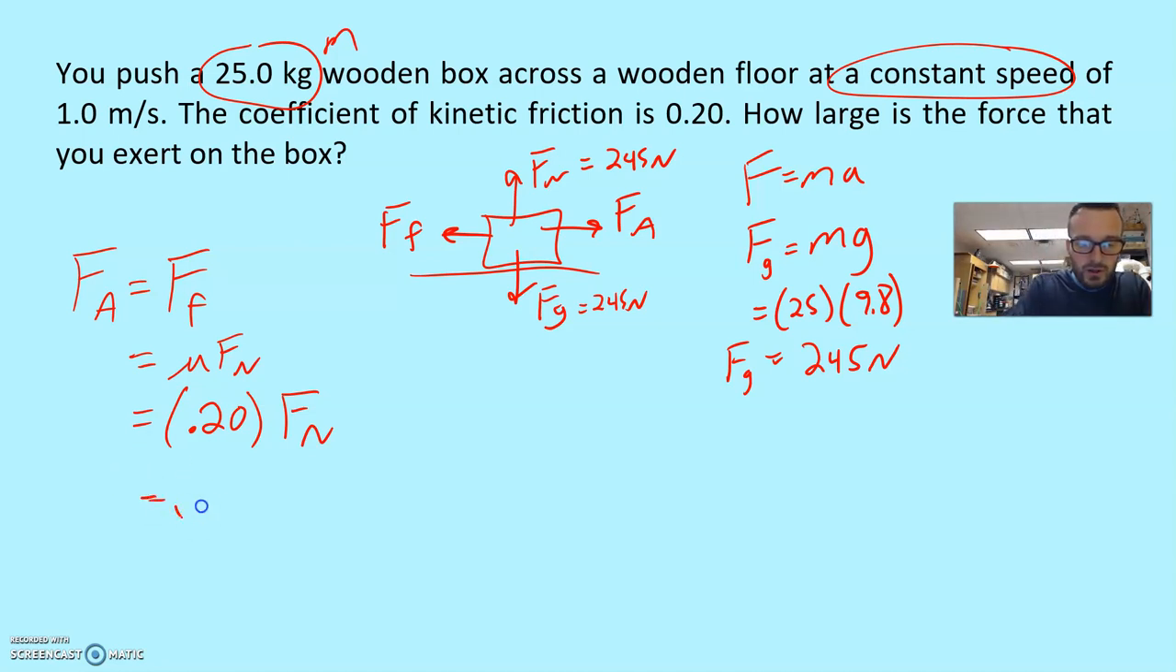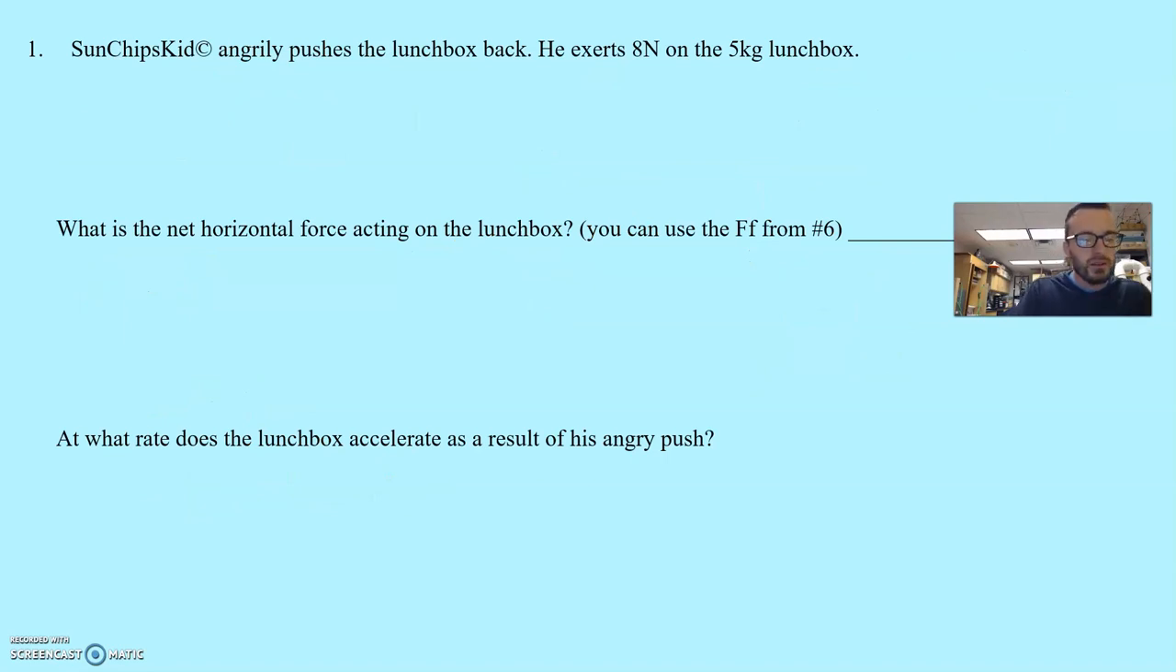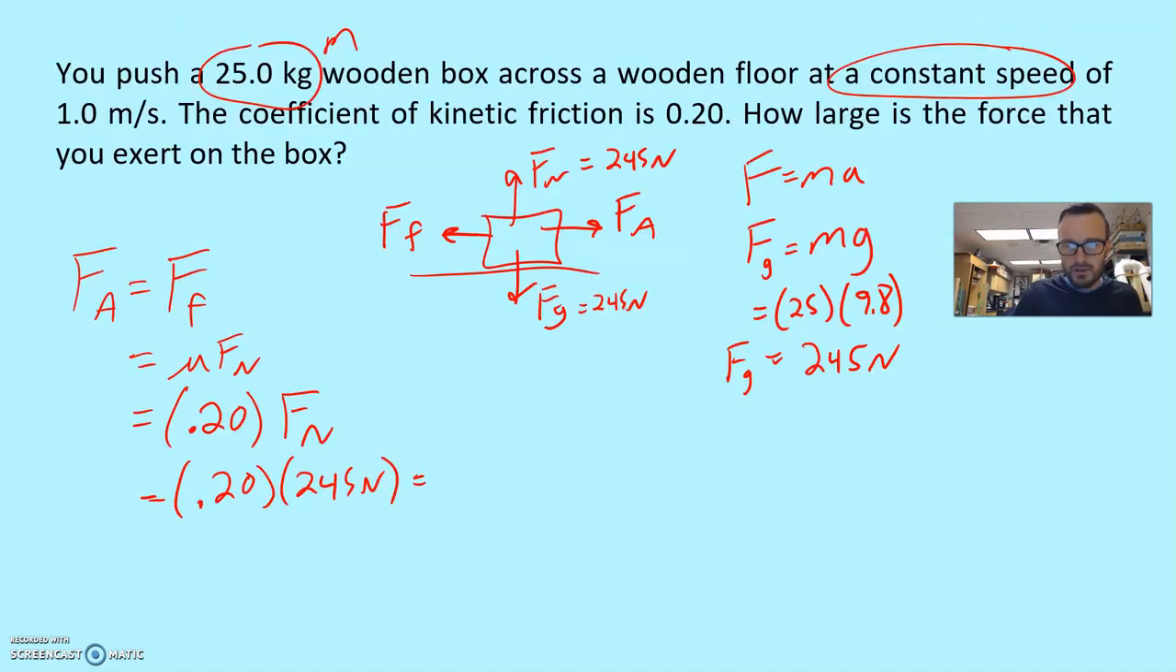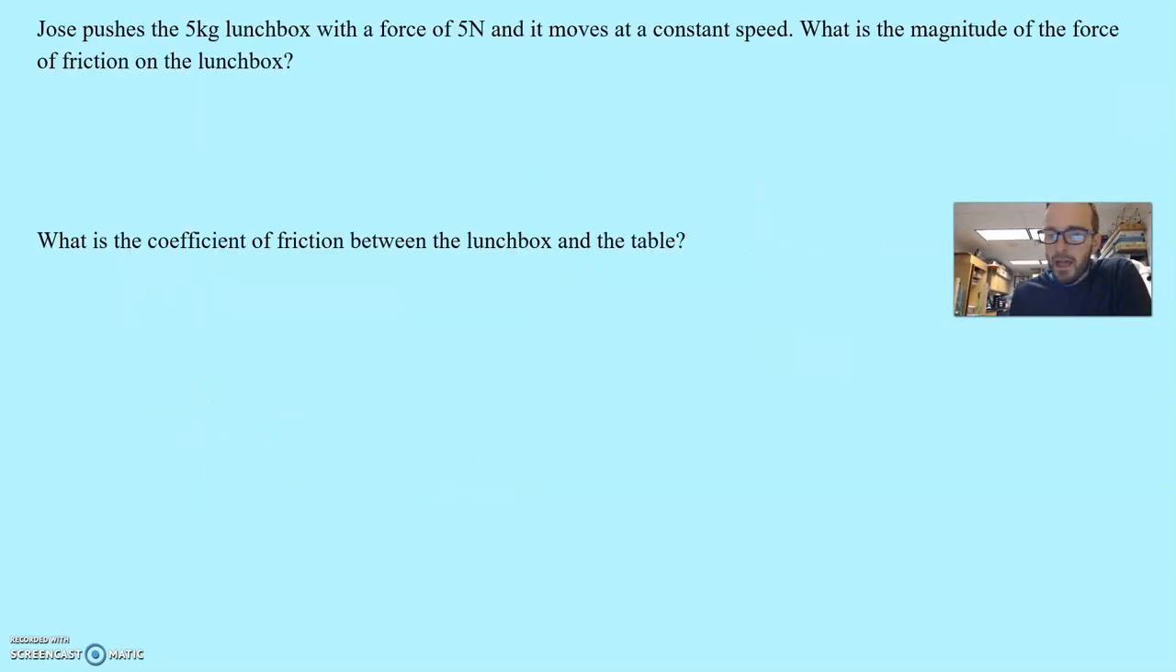And so to finish this one off, how large is the force that you exert to keep this going? Well, it would be whatever the combination of those are. So let's go ahead and multiply it by 0.2. And it looks like the answer for us, if I don't skip ahead, is going to be 49 newtons for our applied force. So answer, you are pushing with 49 newtons to keep this thing going at a constant speed. All right, let's keep on going.